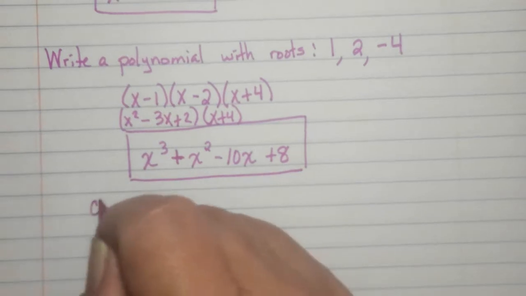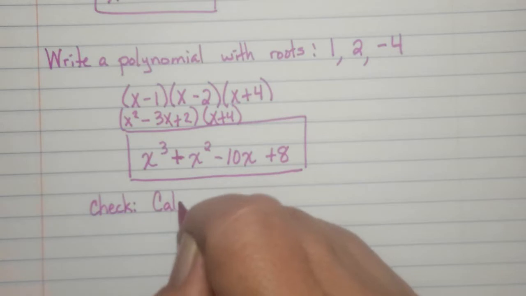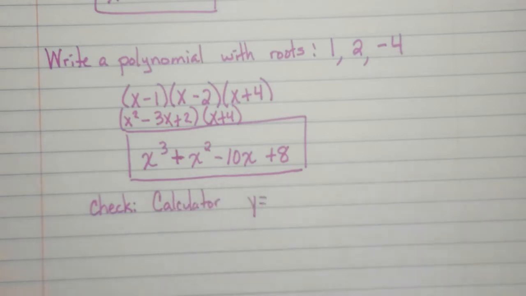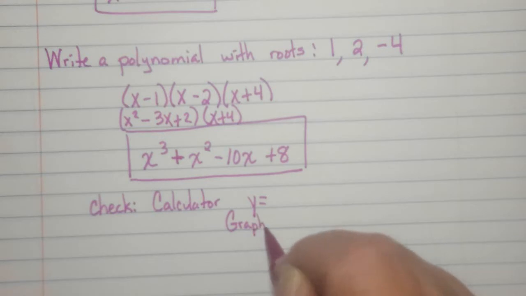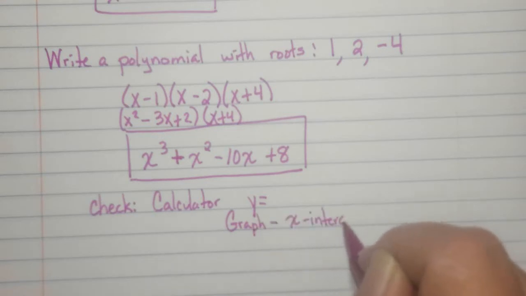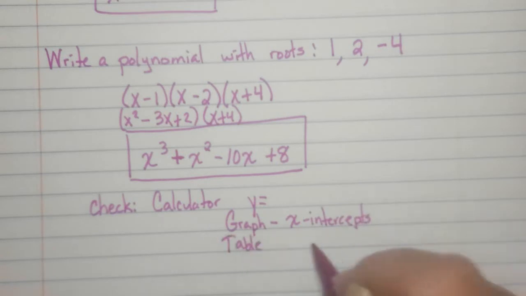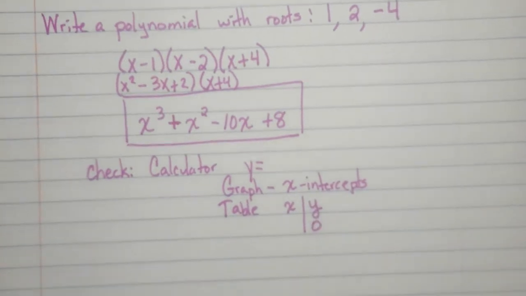Then you're going to check it. And again, to check it, you're going to use a calculator. You're going to go to y equals, type in your polynomial. On your graph, you're looking for your x-intercepts. On your table, you're looking for wherever y is 0, because that's what roots mean.